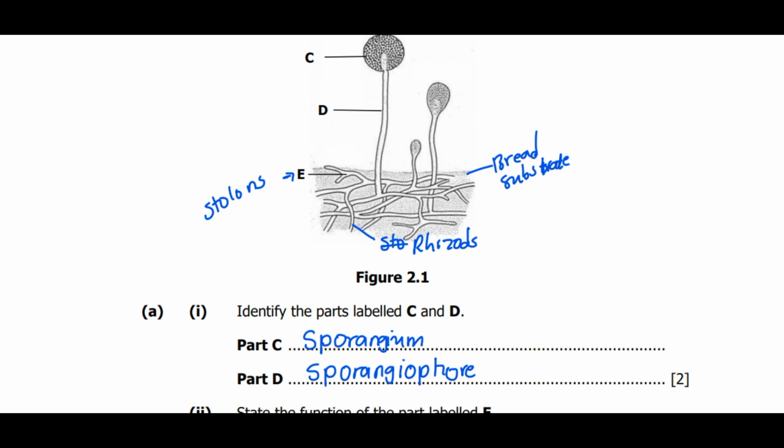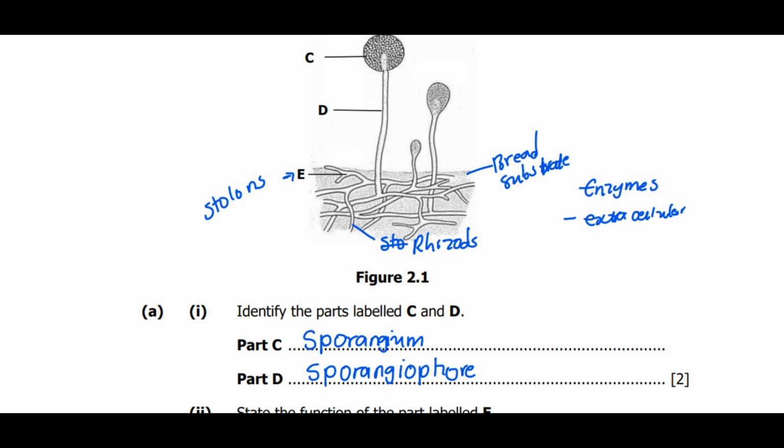So the organism, which is the rhizopus, will first secrete the enzyme. Then these enzymes are also considered to be extracellular.